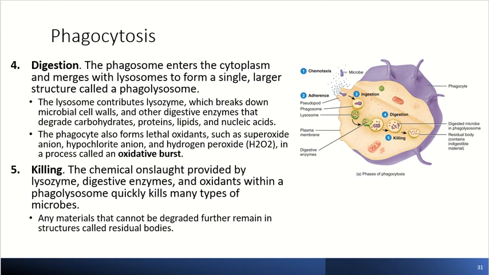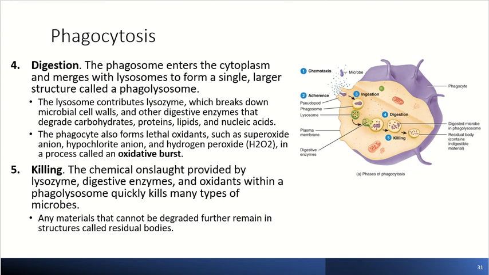Next, we have digestion. So once that phagosome enters the cytoplasm, it's going to merge with the lysosome to form a larger structure called a phagolysosome. And the lysosome is going to contribute lysozyme, which is an enzyme that's going to break down those microbial cell walls. It's also going to contribute other digestive enzymes that are going to degrade the carbohydrates, the proteins, the lipids, and the nucleic acids that are associated with that little microbial cell.